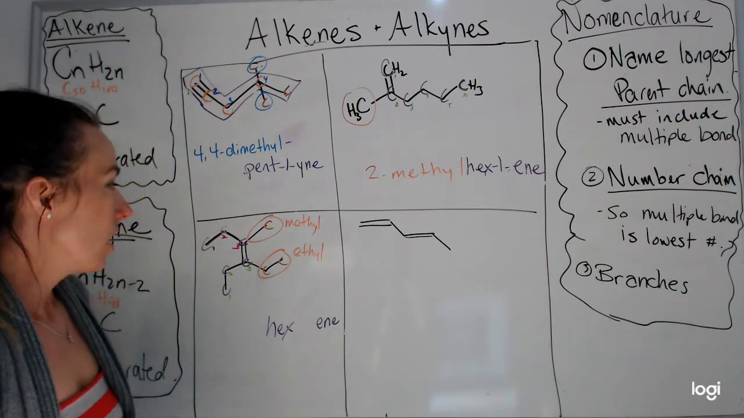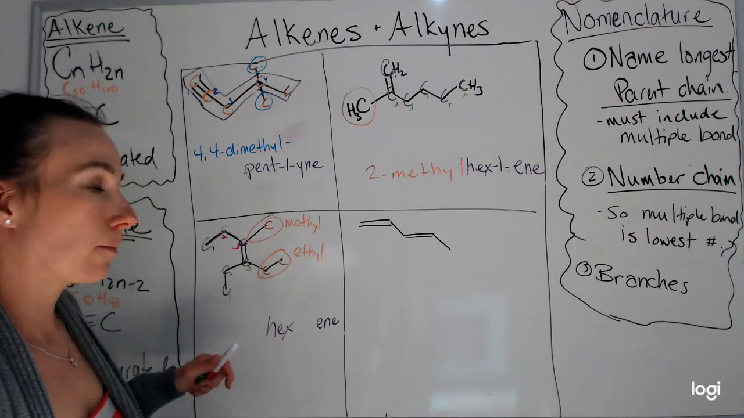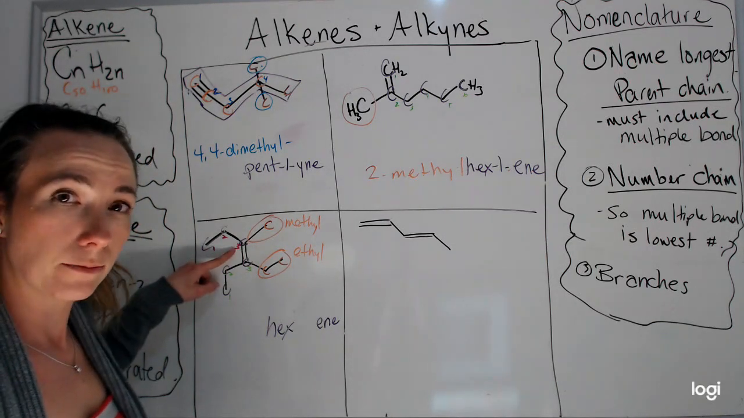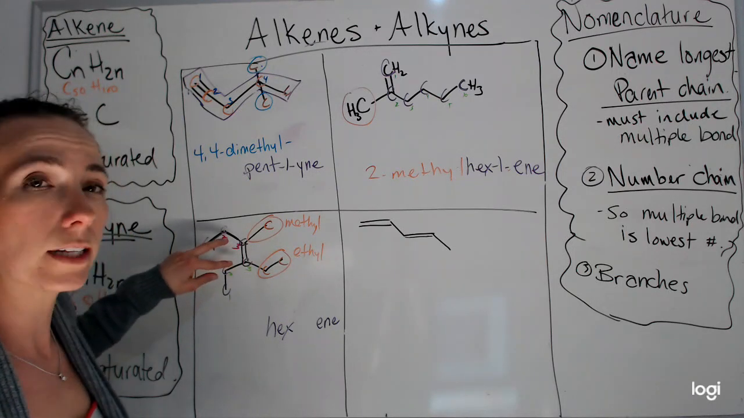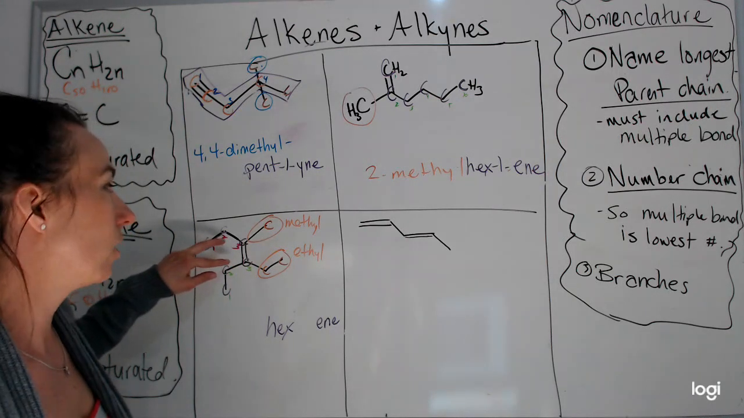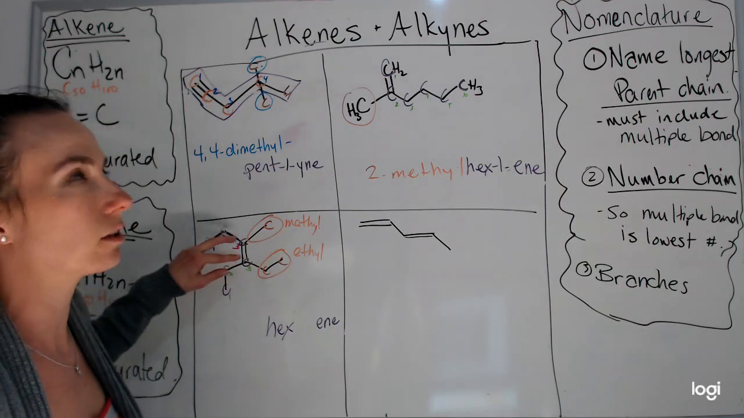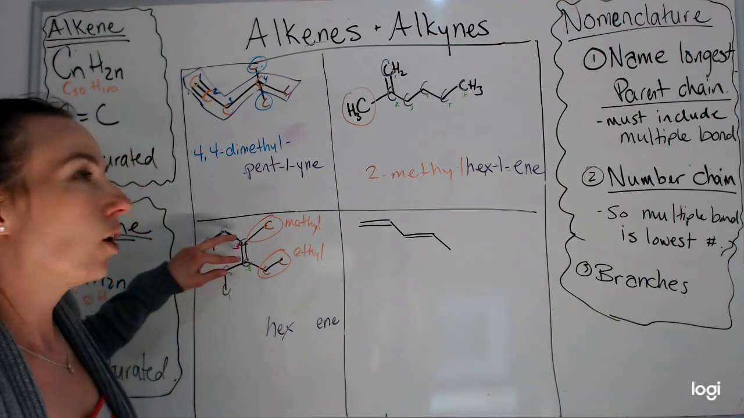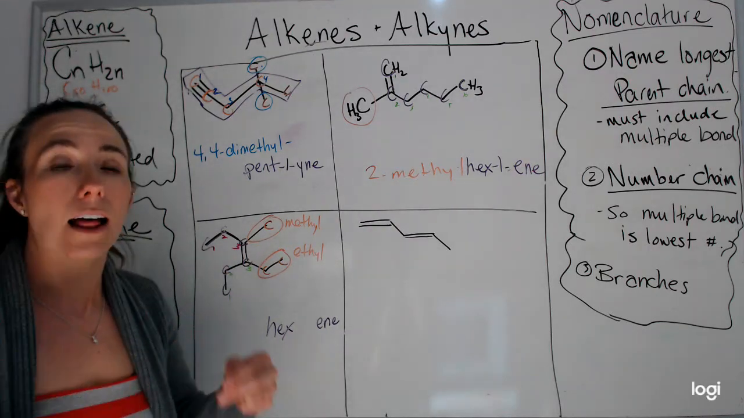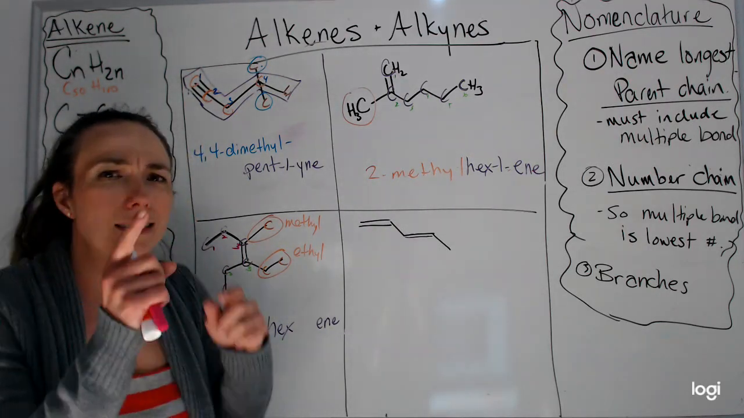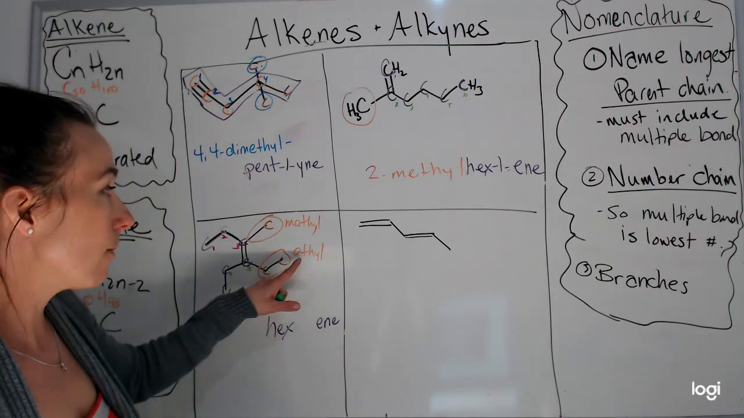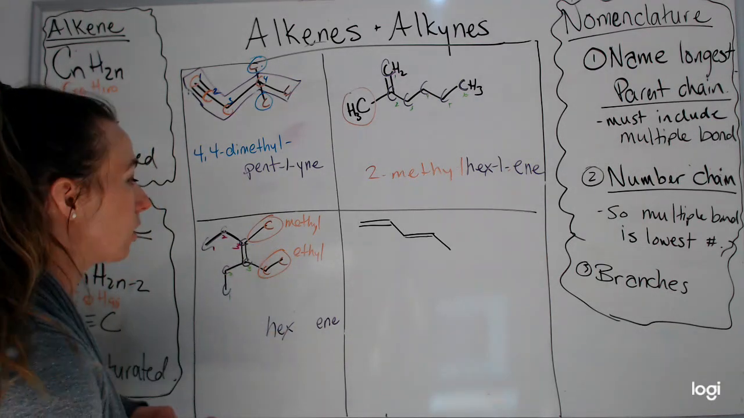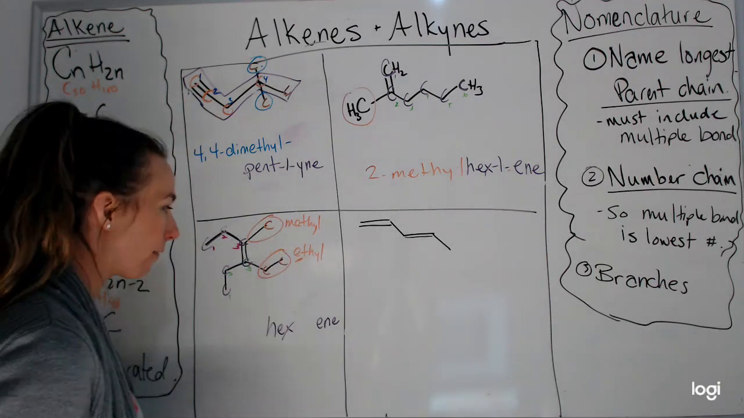So, pink numbering system or green numbering system? Well, I want to be the lowest carbon. Who hits the multiple bond first? There's a tie. Okay, who hits a branch first? There's a tie again. All right, whose branch is alphabetically lower? Same tiebreaker as we had for our alkanes. So the tiebreaker here is the ethyl is lower in the alphabet than the methyl.